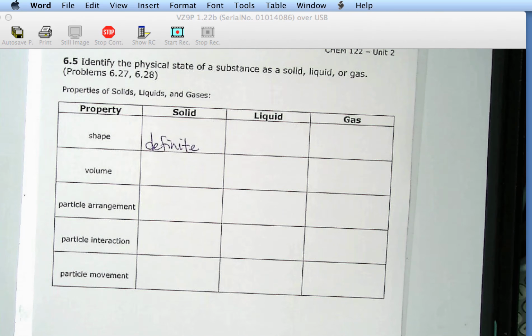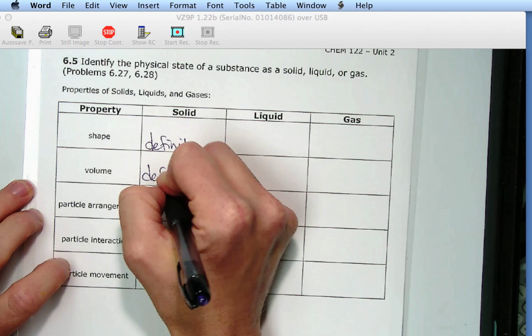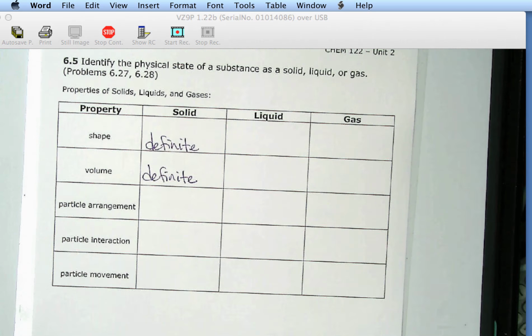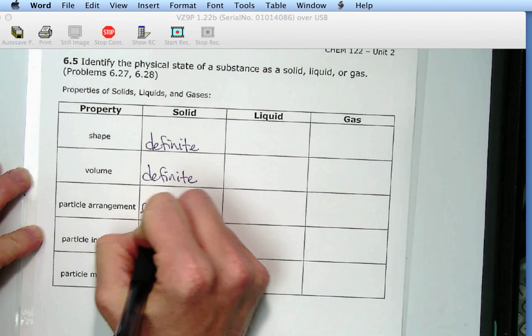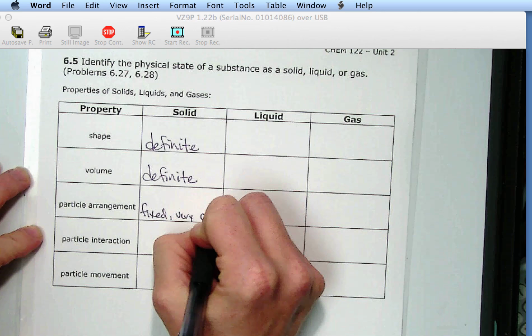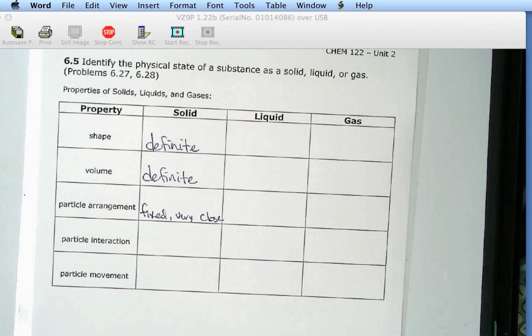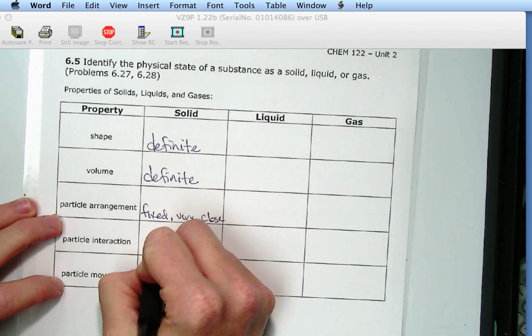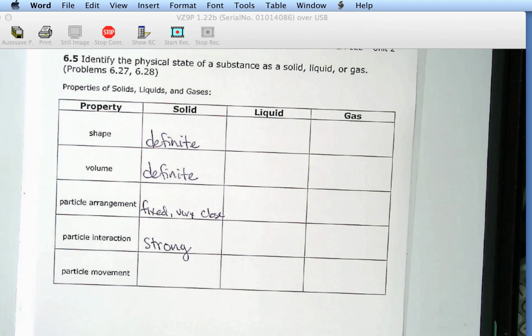What about the volume of a solid? Does a solid have volume? Yes, it has definite volume. You think about your length, width, height calculation. Yes, you can calculate the volume of a solid. The particle arrangement in a solid is fixed and very close. The particle interaction between particles in a solid is very strong. The particle movement in solids is very slow.